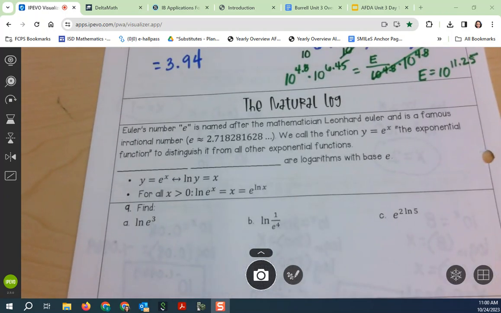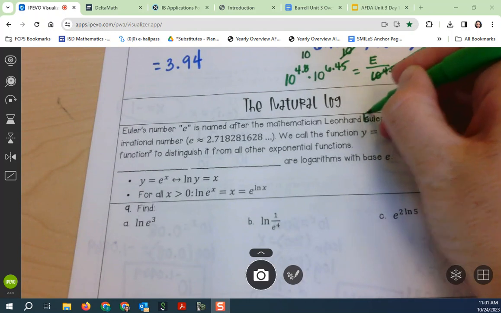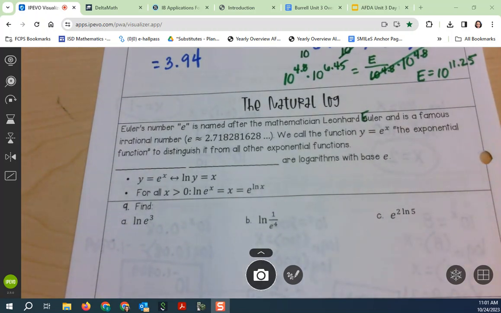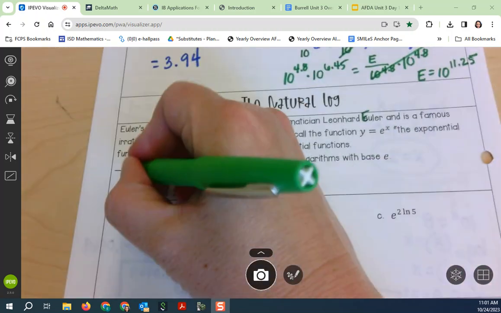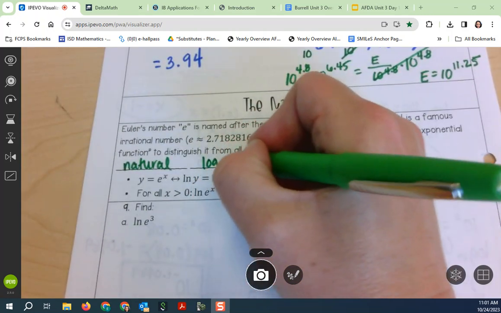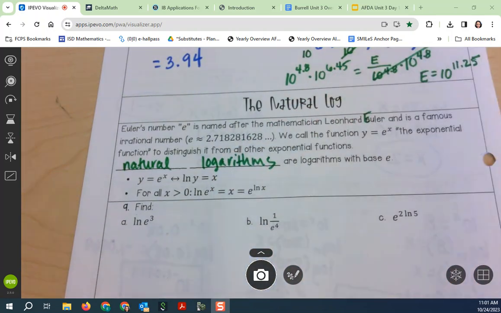All right, so here's what Maher was telling us about. Euler's number e is named after the mathematician Leonhard Euler, who I don't believe had a lowercase e. That's very modern. And it's a famous irrational number. We call the function y equals e to the x the exponential function to distinguish it from all other exponential functions. But natural logarithms are logs with base e.